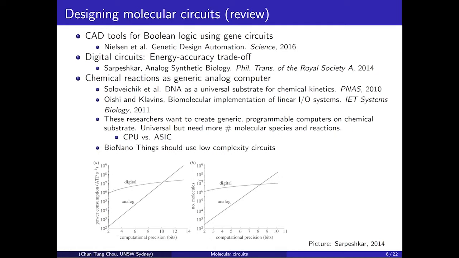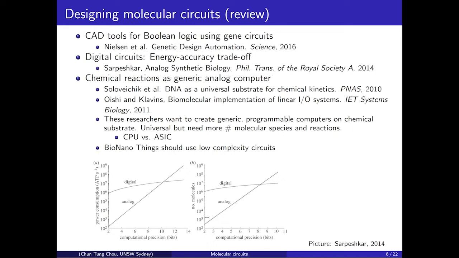Now, this graph is also very similar. On the horizontal axis, again, computation precision. On the vertical axis, I have the number of molecules. And so it behaves in the same way. We will come back and talk about this sort of trade-off again later on.